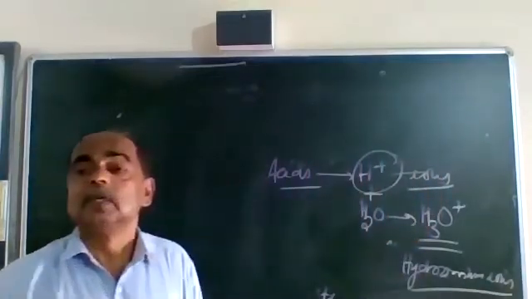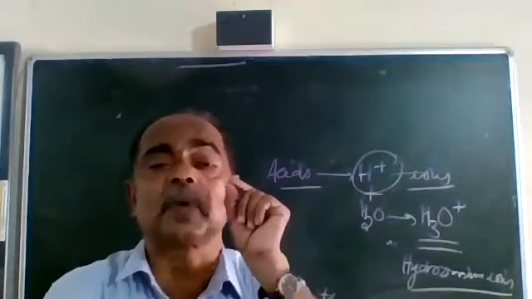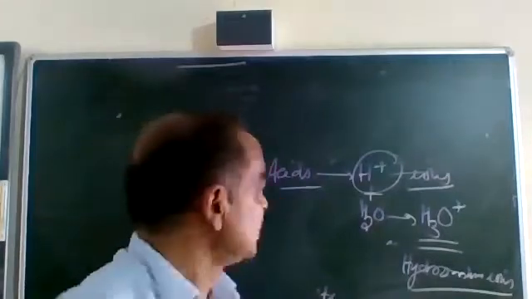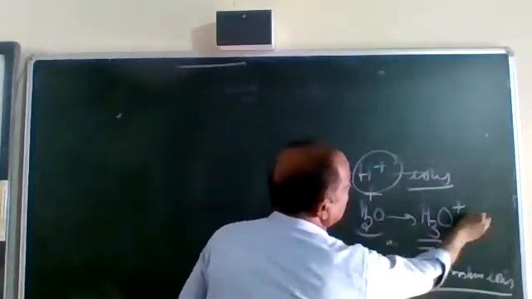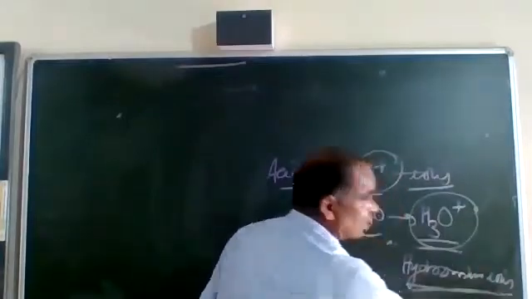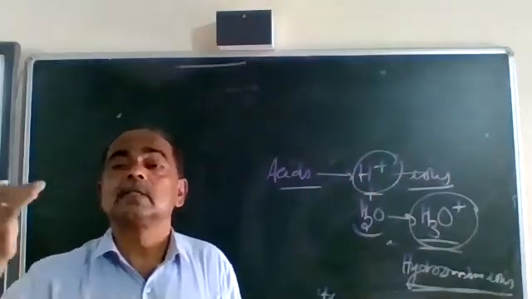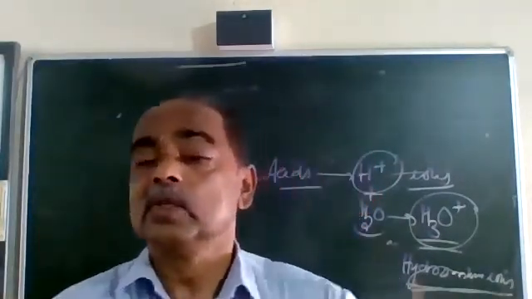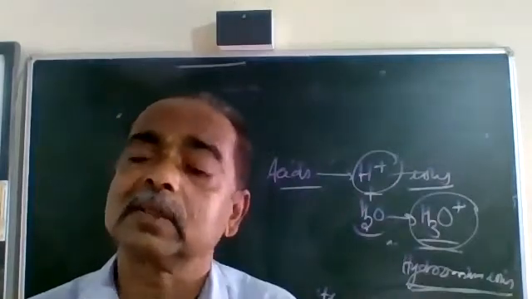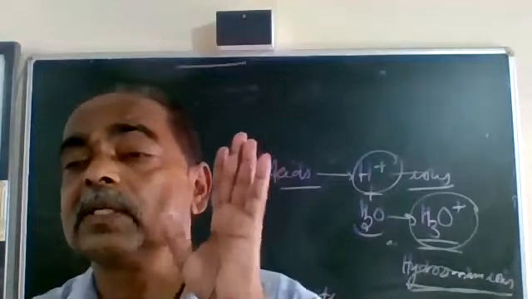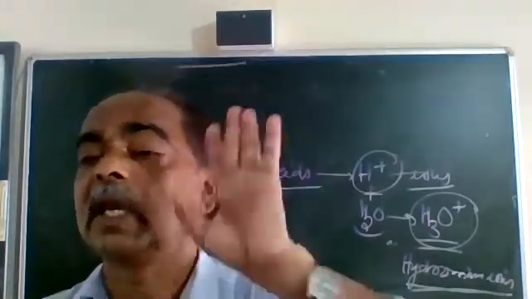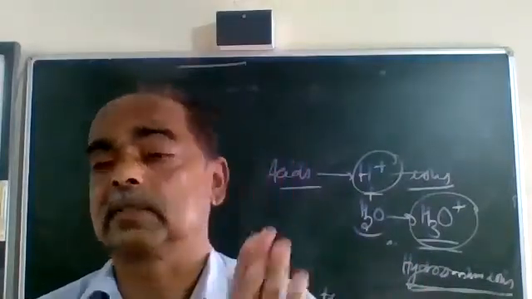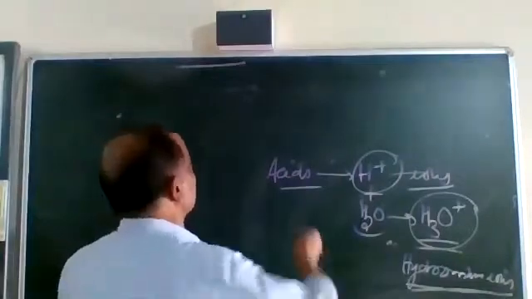So what can we say? Acids are compounds which furnish H plus ions. Remember, H plus ions are produced in aqueous solution. Aqueous means in water. So when H plus ions combine with H2O, we get H3O plus, which is known as hydronium ions. Acids are compounds which provide H plus ions in aqueous solution, or hydronium ions. Understood it? This is the meaning of the first definition of acid. Any compound that provides H plus ions in aqueous solution is an acid.